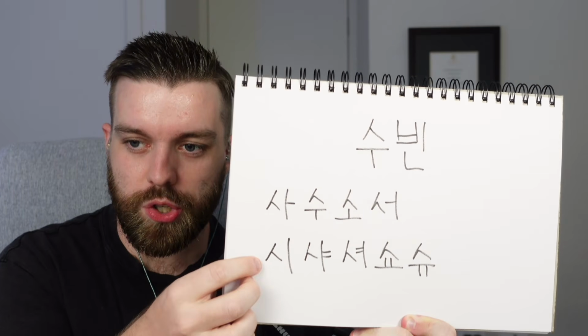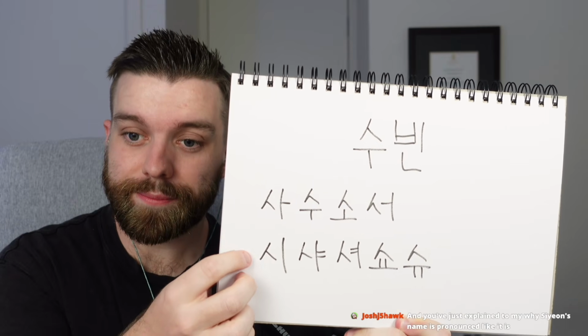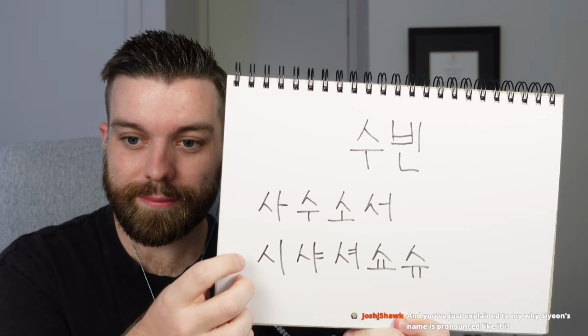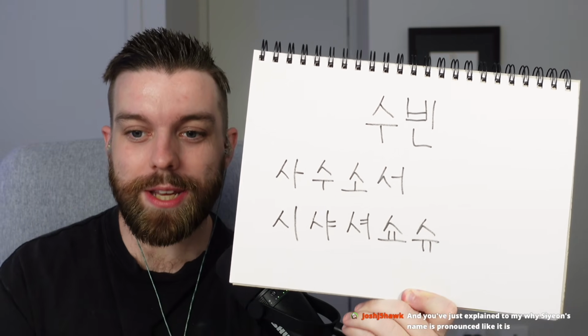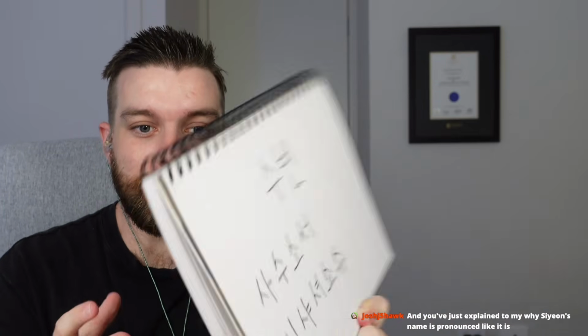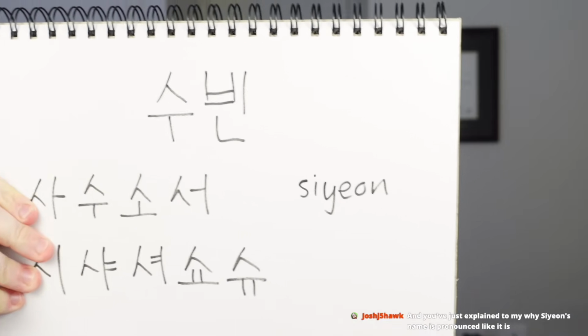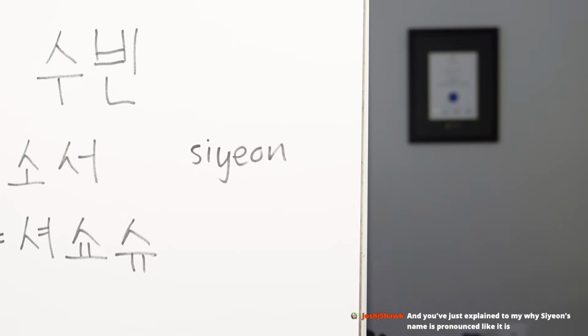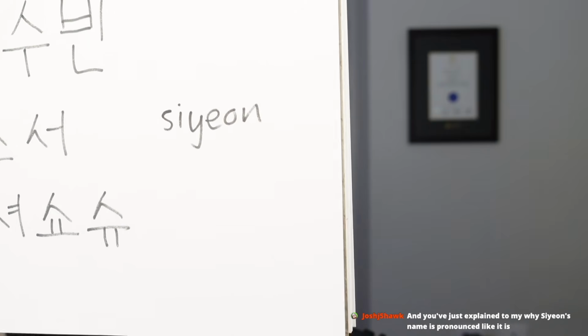The main exception is just this one, xi. And you just explained to me why Xion's name is pronounced like it is. Exactly. Because you'll see the name Xion. Again, this is why Romanizations, you don't trust them. You'll see Xion written a lot like this in English. And you're like, oh, Sion. Yes, Sion. No, Xion. Making sense?